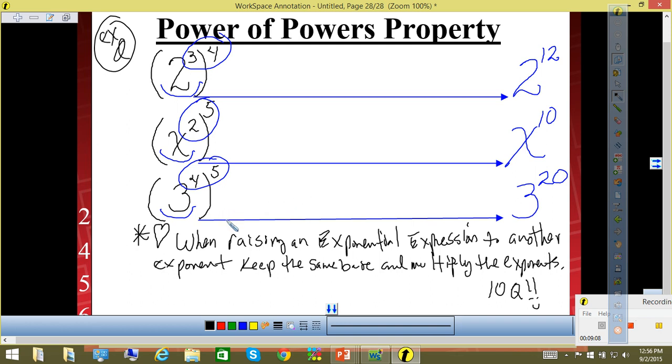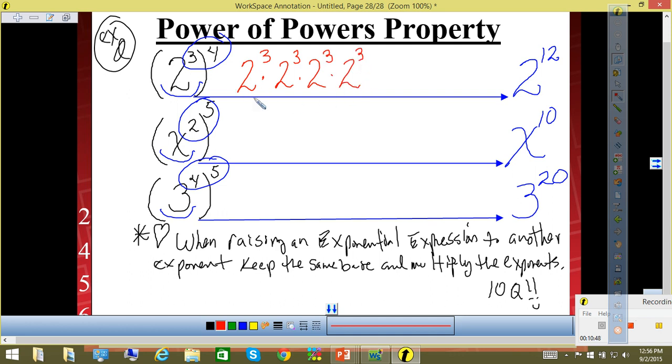All right, so with that said, pens down. Now, why does this rule work? Let me show you why it works. Pens down, eyes up here. We know that an exponent tells us how many times we repeat the base. What's inside of the parenthesis? 2 cubed. How many times do we repeat that? Times 2 cubed, times 2 cubed, times 2 cubed.